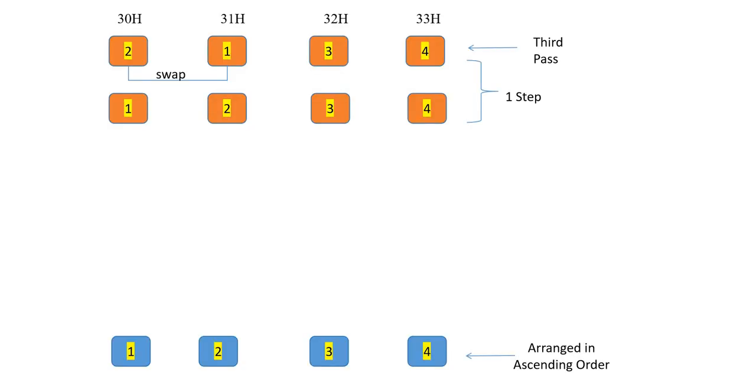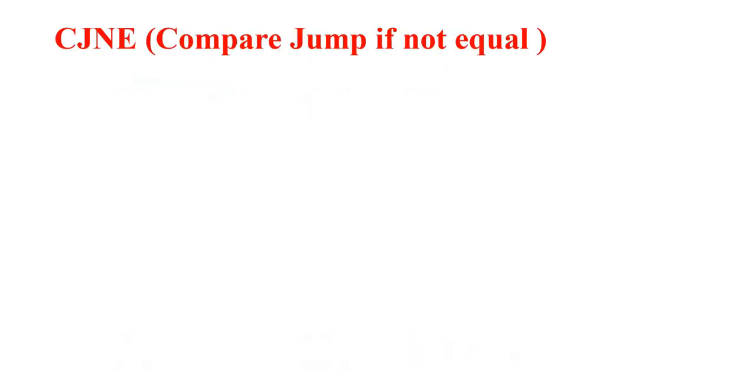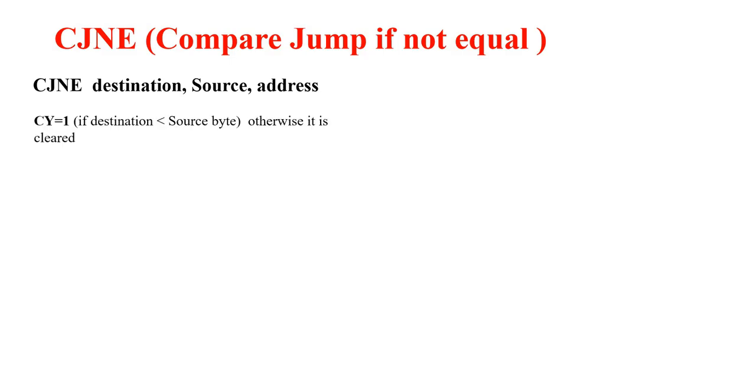Okay. Now we'll see the program. Before that, we'll see what is CJNE, that is compare jump if not equal. Here we are using this instruction. So we will see what is this instruction. CJNE is compare jump if not equal. So here you will be having destination, source and address.